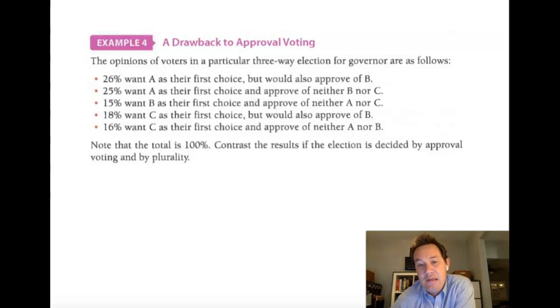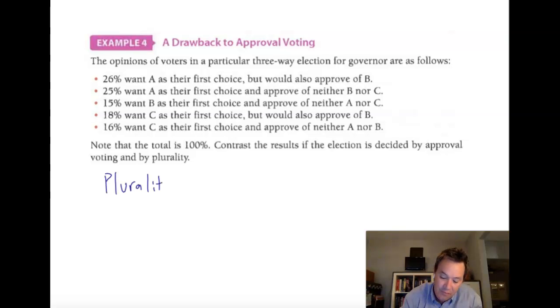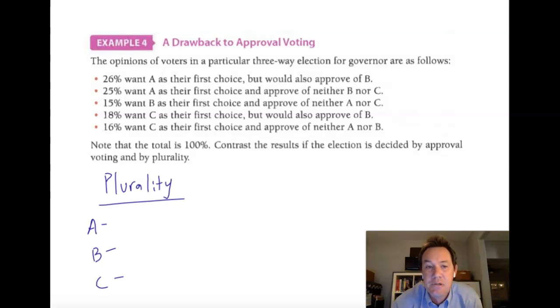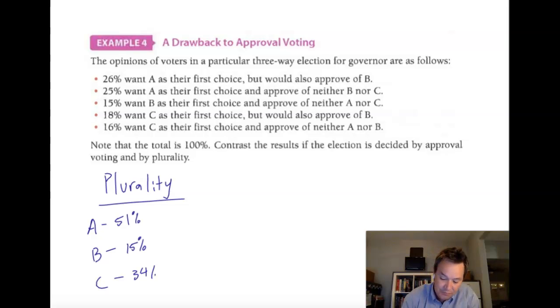So we're going to contrast the results if the election is decided by approval voting versus plurality. Let's start with plurality, which is just who gets the most first place votes. We have candidates A, B, and C, and this time the results are in percentages. A, if you add up their first place votes, gets 51% of the vote. B gets 15%, and C gets 34%. So the winner is candidate A.